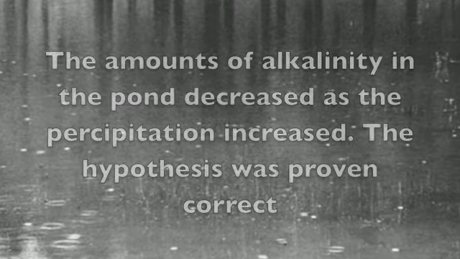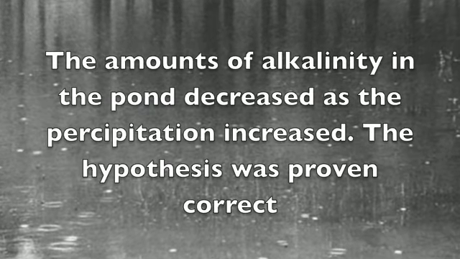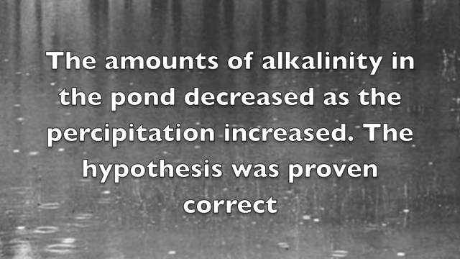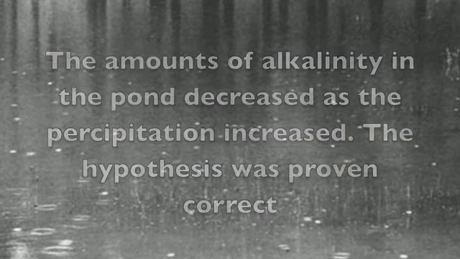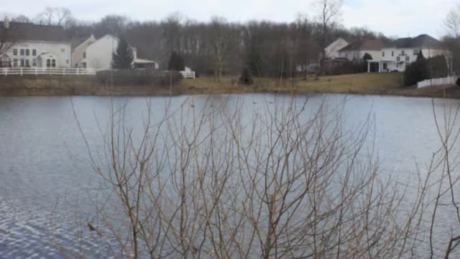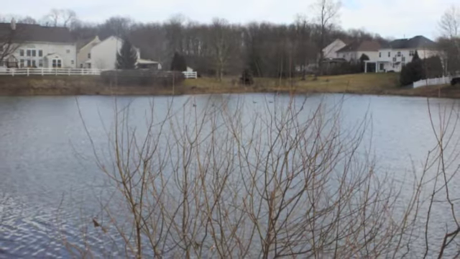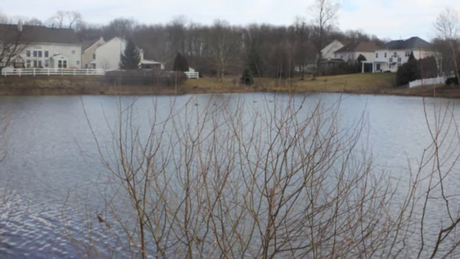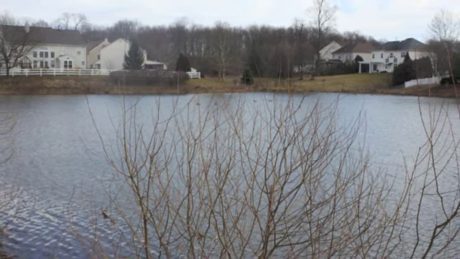The data shows the amount of alkalinity in the pond water decreased as the precipitation increased, so the hypothesis was proven correct. Also, the average pH level had gone down as the precipitation amount went up. Some of the values measured had decreased, which increased the pollution. Even though the visible clarity of the water increased, it had measured more acidic.